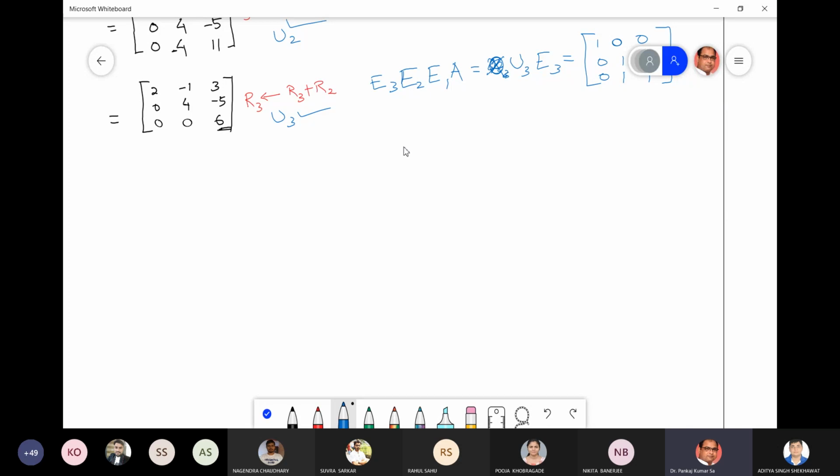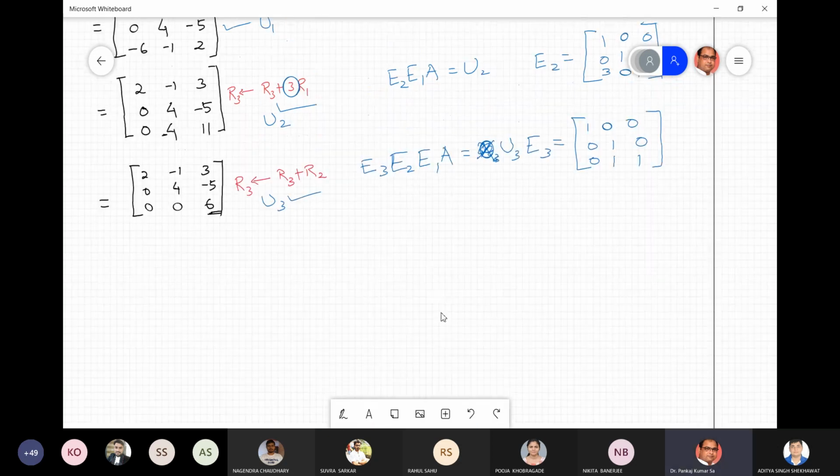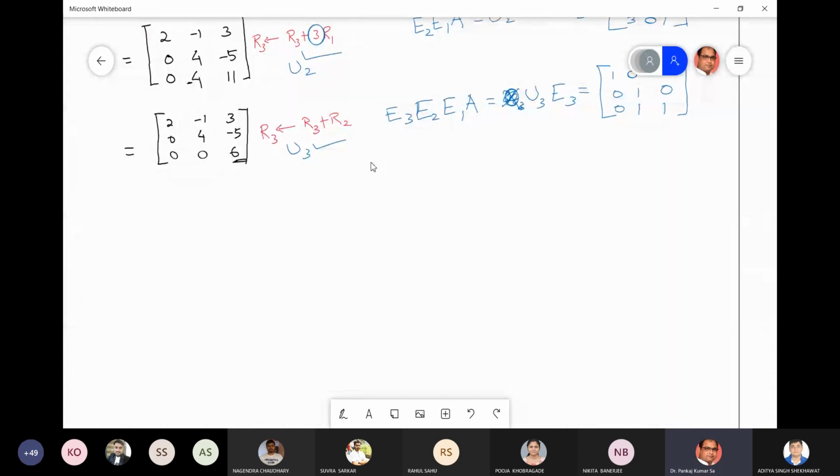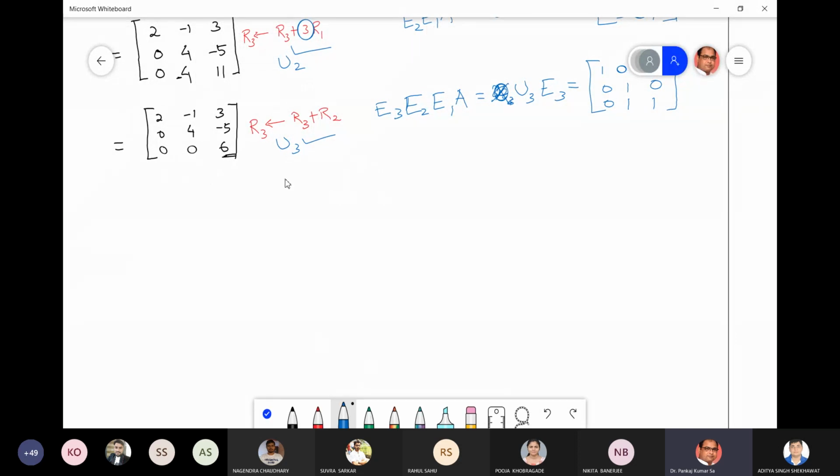So what I can do here now is write: ultimately I got U3, right? This U3 is nothing but U, the upper triangular matrix. That is what we have written here: EA is equal to U. So this E comprises E1, E2, E3. And this U we have got in a stepwise fashion, U1, U2, U3, and this U3 is the final U. So I can write E3 times E2 times E1 times the matrix A is equal to U.